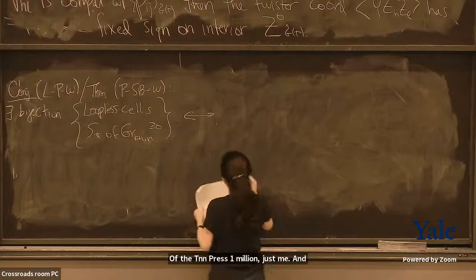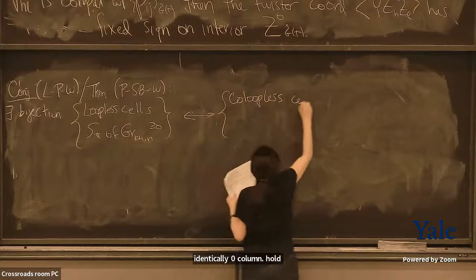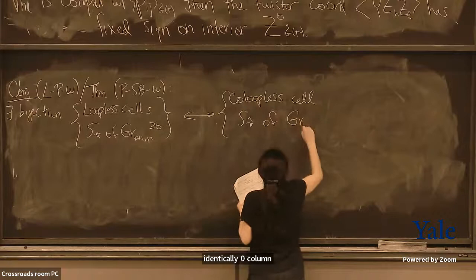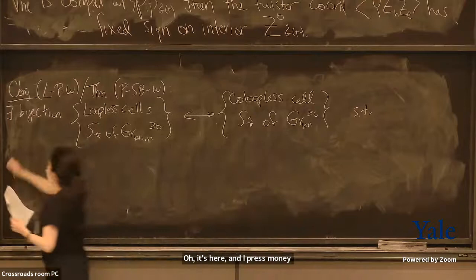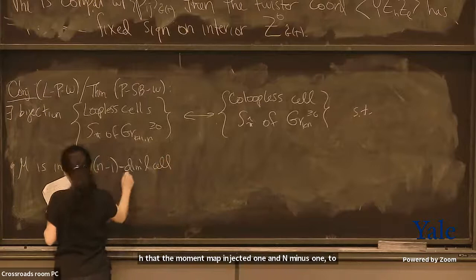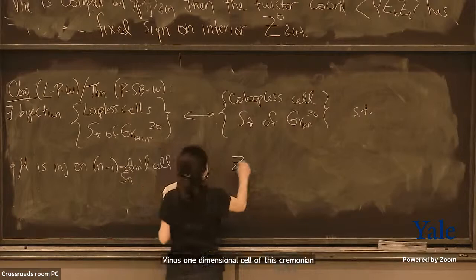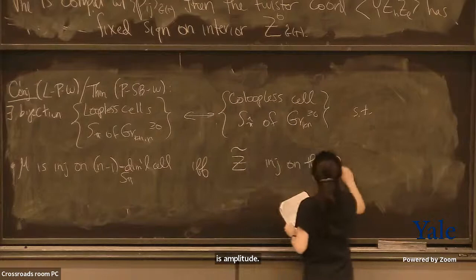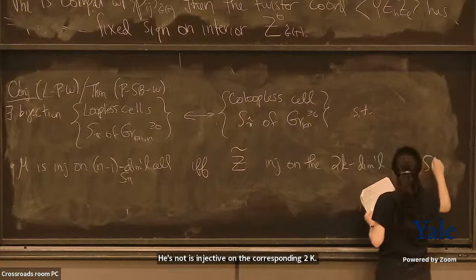Or loopless cells of the TNN Grassmannian such that the moment map is injective on an N minus one dimensional cell of this Grassmannian, if and only if the amplituhedron map is injective on the corresponding 2k dimensional cell as pi hat of this other Grassmannian.